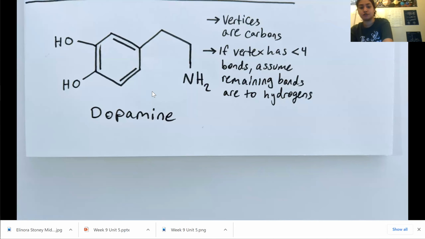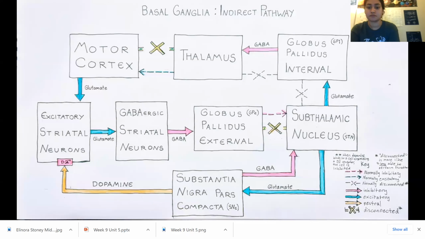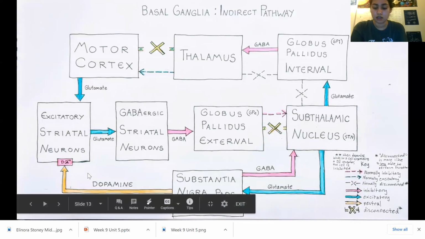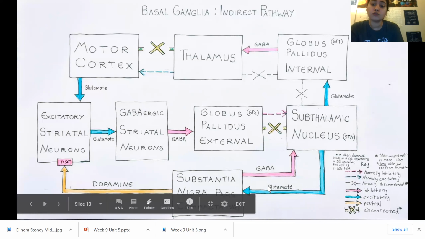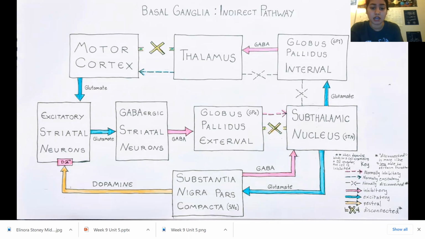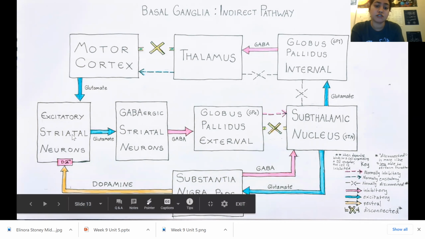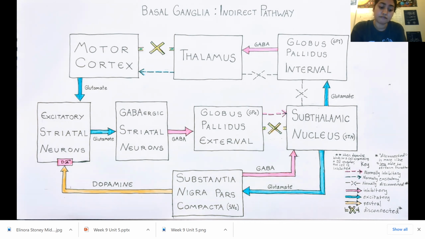So, okay, now let's get back to the checking mechanism of the indirect pathway over here. So the subthalamic nucleus is not being inhibited by globus pallidus external anymore, but it is not just sending glutamate to GPI. The subthalamic nucleus is also sending glutamate to this part of the brain called the substantia nigra pars compacta, or SNC. And now SNC produces the neurotransmitter dopamine, and it sends dopamine all the way back to those excitatory striatal neurons that motor cortex and other parts of cortex were exciting in the first place to start this whole thing.